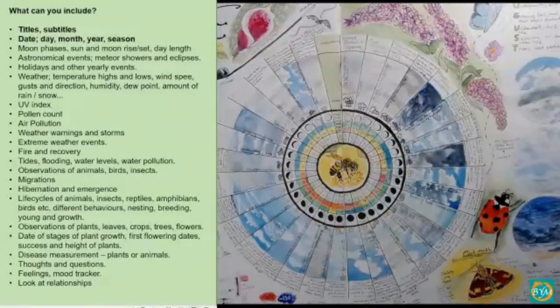And then there's other observations. So observations of animals, birds, and insects that you're seeing. Again, thinking about when you first see insects or birds appearing. So thinking about migrations, thinking about hibernation and emergence. Also the life cycles of animals, insects, reptiles, amphibians, birds, all of those. So you can think about different behaviors, nesting, breeding, when they have young, how those young grow over time. Again, it's going to depend on what you're seeing in your area, what you're interested in.